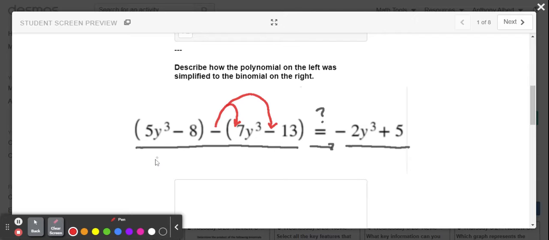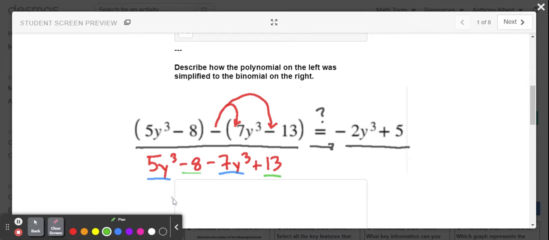So here, let's do that. The first term stays exactly the same, 5y to the third minus 8. And if I distribute the negative sign to the first thing, I get negative 7y to the third. And if I distribute the negative sign to the next thing, a negative times a negative makes a positive, so it'll be plus 13. From there, you can just combine like terms, the y to the third powers, excuse me, and the numbers. And we would get our final answer over here.